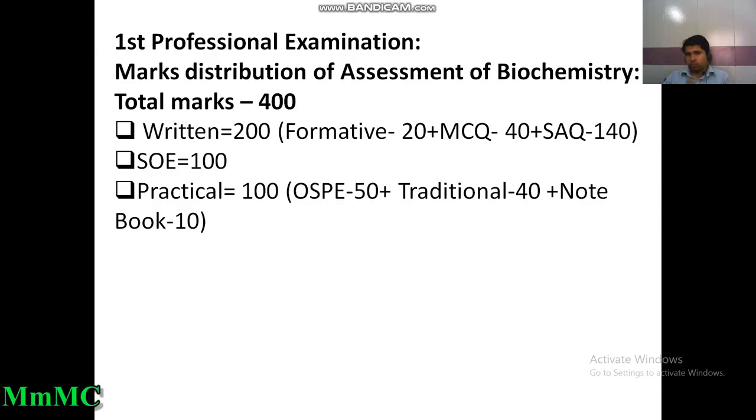In your first professional exam, the mark distribution is very, very important. Written is 200, viva oral 100, and practical is 100. Here, OSPE is 50, and traditional is 40, and your notebook is 10. Now, that's about second card. In your second card: food, nutrition, vitamin, and minerals.